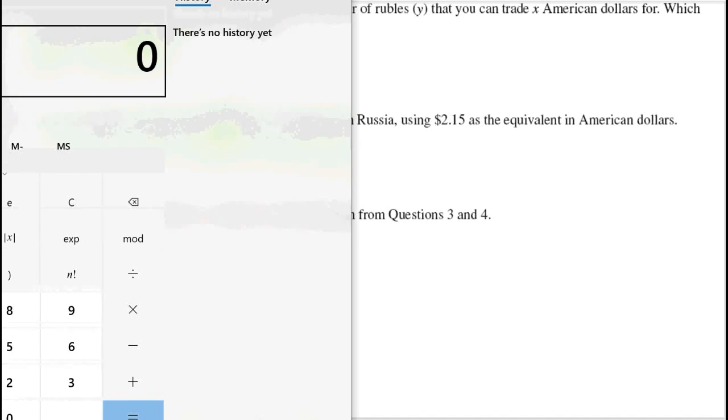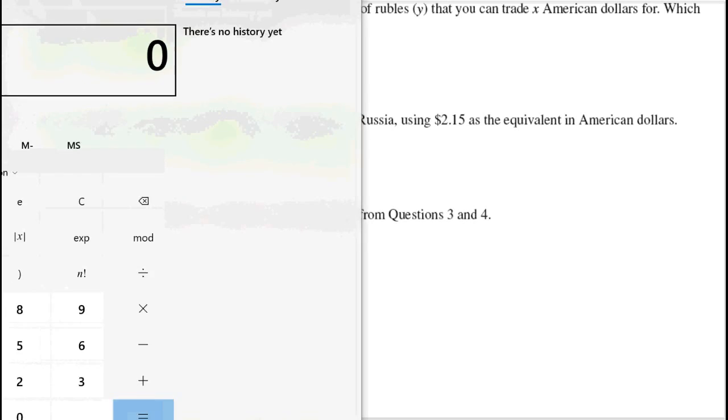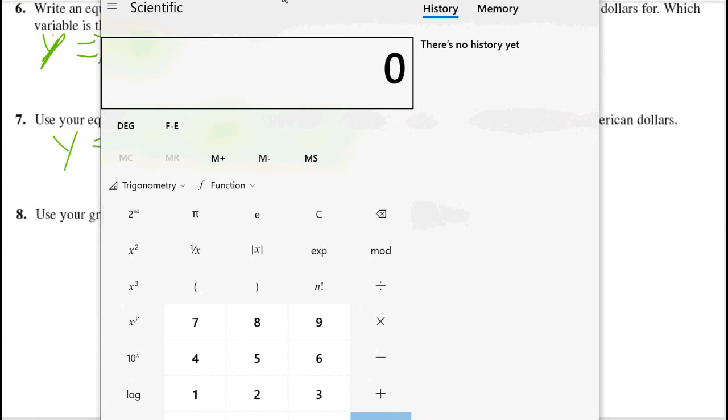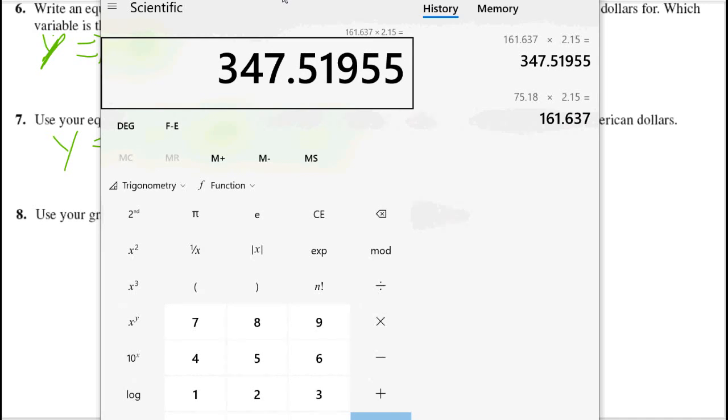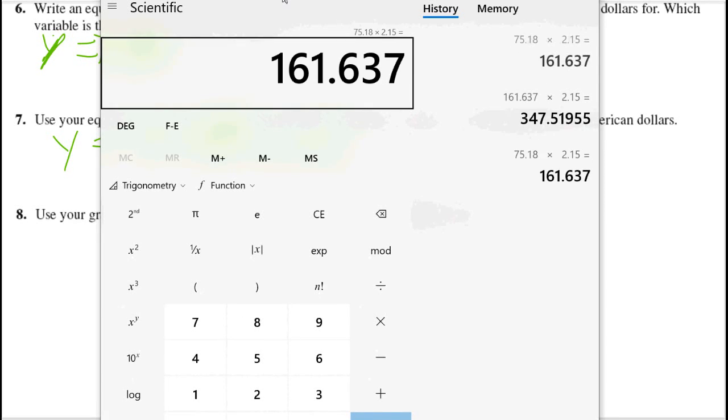I'm going to the calculator here. $75.18 times 2.15. Whoops. Hit the equal too many times. 75.18 times 2.15. 161.63.